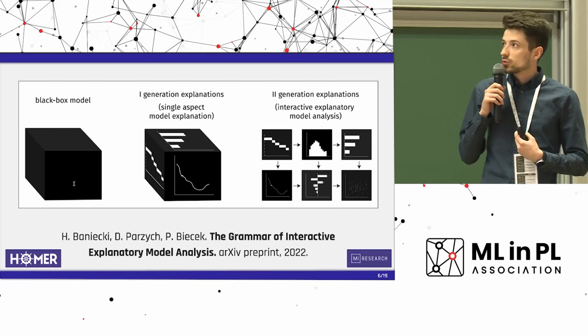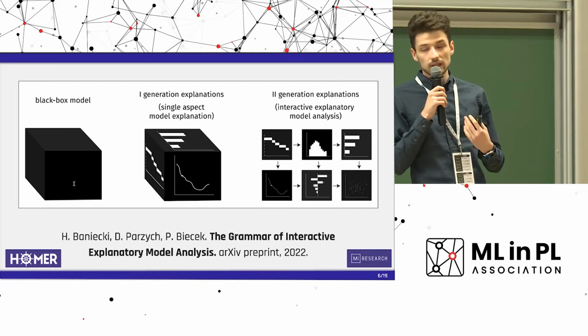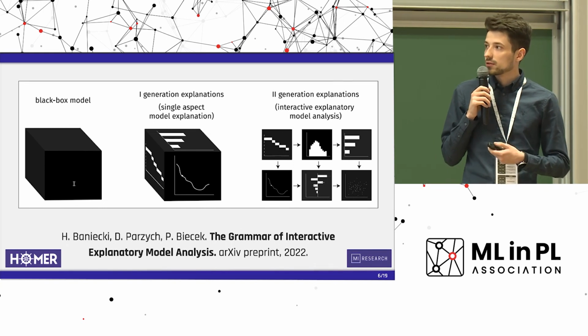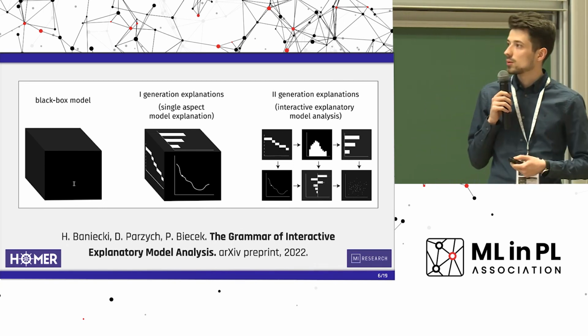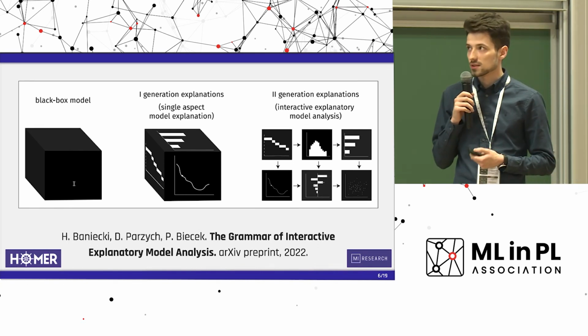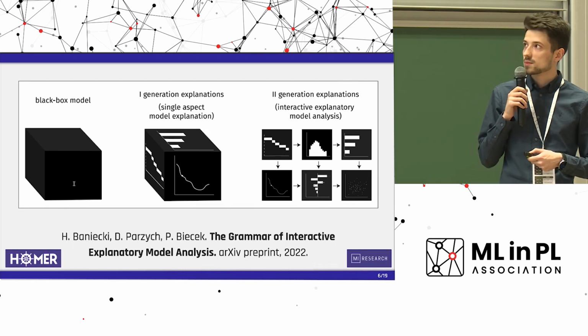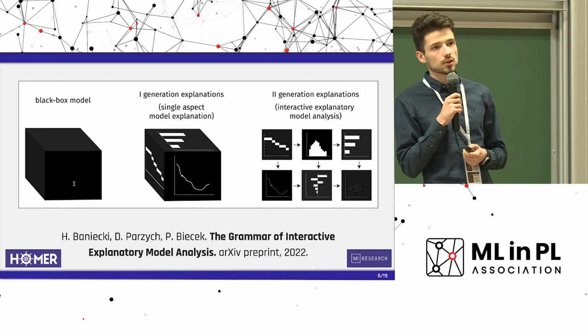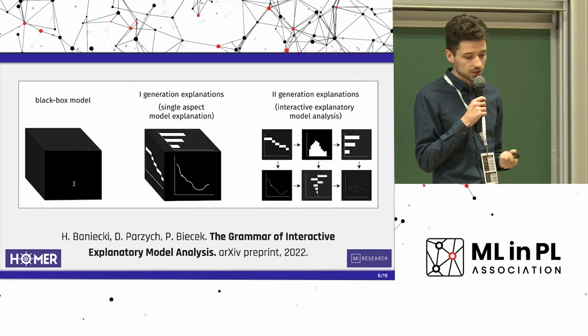And what we wanted to propose in our paper, this talk is based on our paper, The Grammar of Interactive Explanatory Model Analysis, which is available on arXiv, is a second phase, a second generation of explanation. So first there were black box machine learning models. We don't know really how they work. Your SVMs, your neural networks, we want to interpret their predictions.